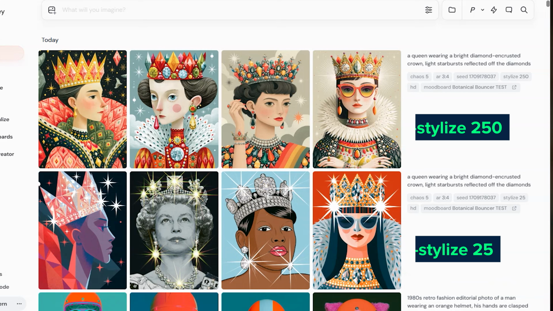The same thing also applies to mood boards. When you include a mood board in your prompt, Stylize controls the strength of the mood board. Honestly, I wish mood boards had their own dedicated strength parameter, but as of filming this video, Stylize is the setting to use for that.